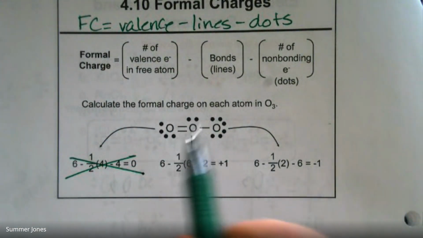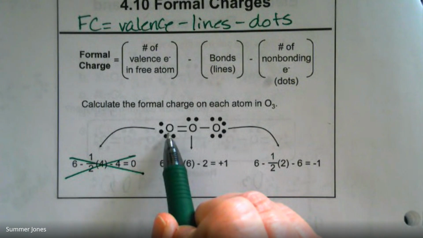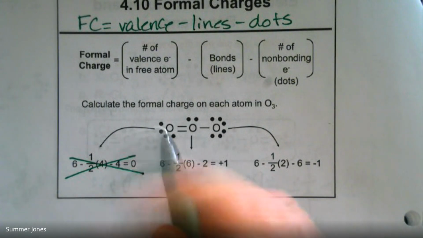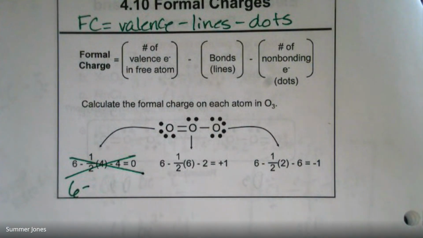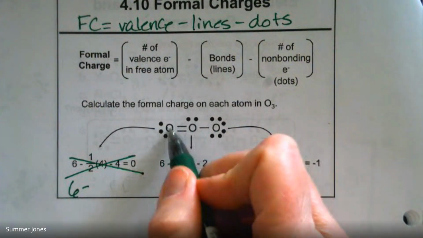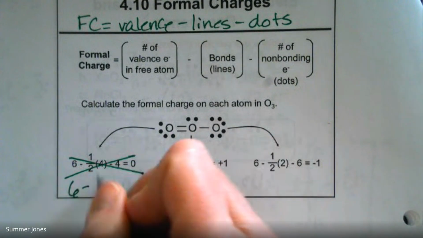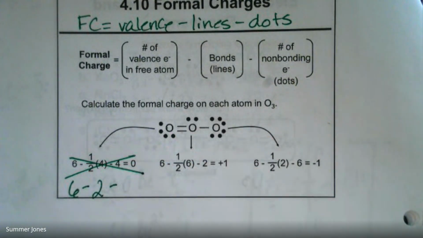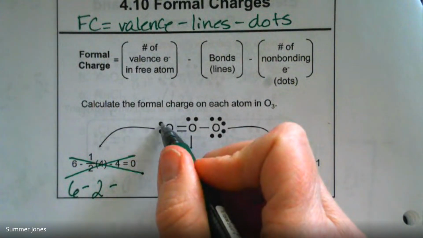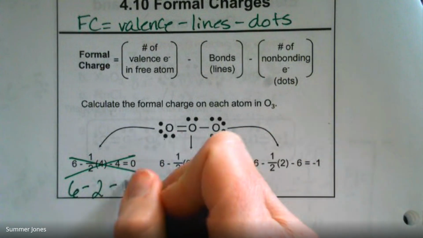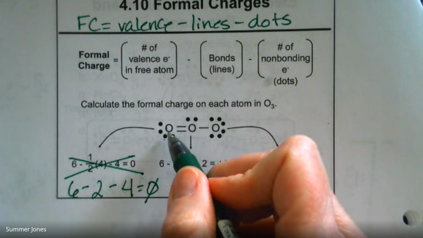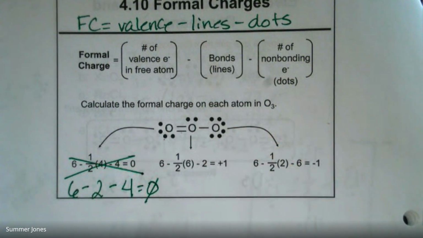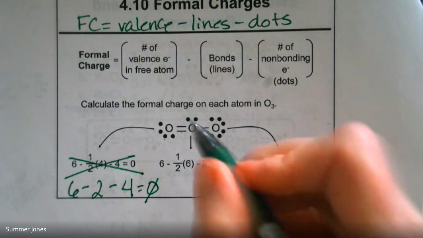So let's concentrate on this oxygen right here. Oxygen, 6 valence, right off the periodic table. Minus lines. How many lines are coming off this oxygen? 1, 2. How many dots are on that oxygen? 1, 2, 3, 4. So this oxygen has a formal charge of 0. Let's look at the next one.